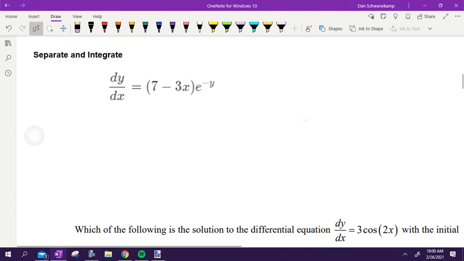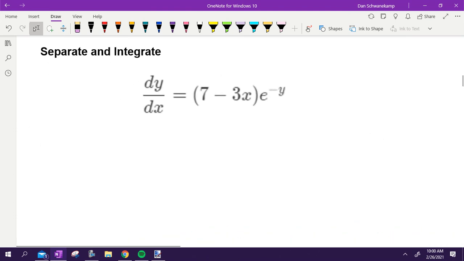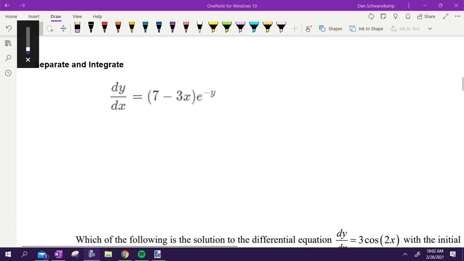Next one, just separate and integrate. I don't need you to solve. Just separate and integrate. This one has a little bit of a funky step here, but nothing crazy. It's e to the negative y. So how would I get rid of e to the negative y? We would divide by e to the negative y.